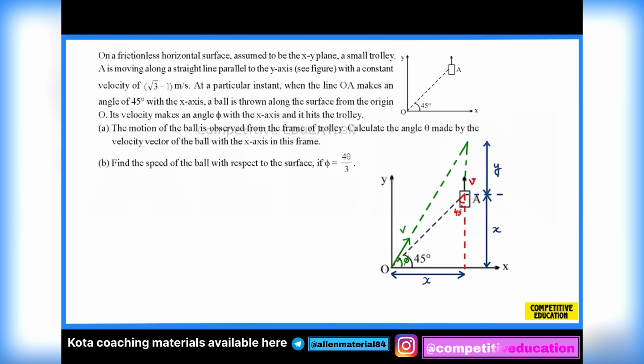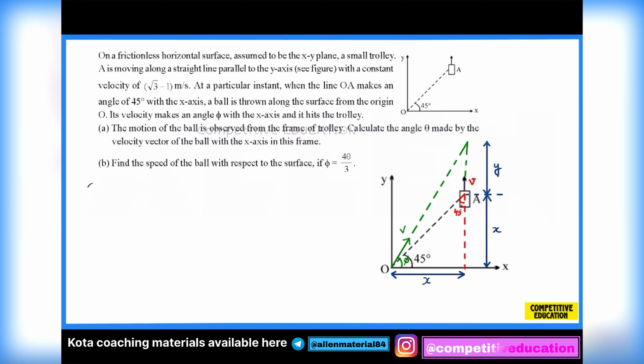In the second part, find the speed of the ball with respect to the surface if phi equals 4 theta by 3. Theta is what we are going to calculate in part A. So phi is the angle made by the velocity vector with the horizontal in the frame of this plane. If phi equals 4 theta by 3, then we have to find the speed of the ball with respect to the surface. This is what is asked in part B.